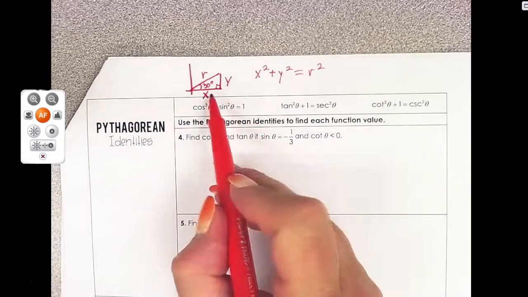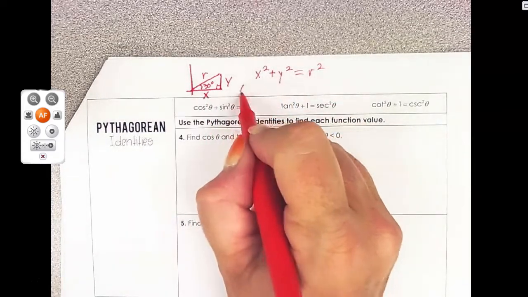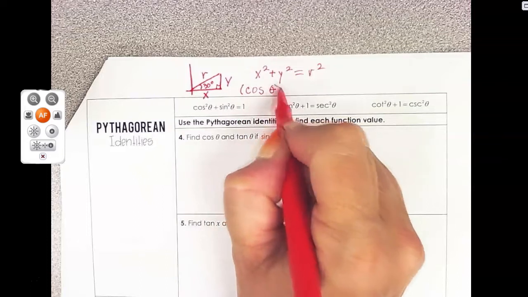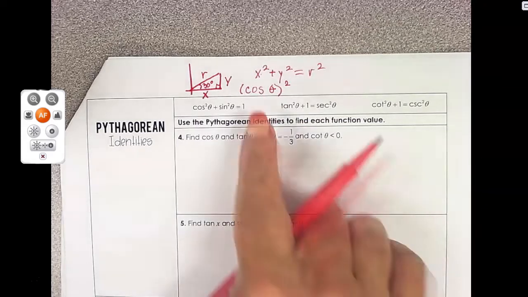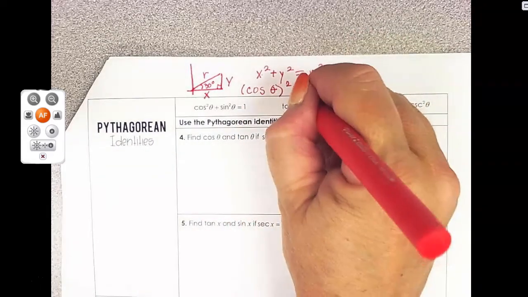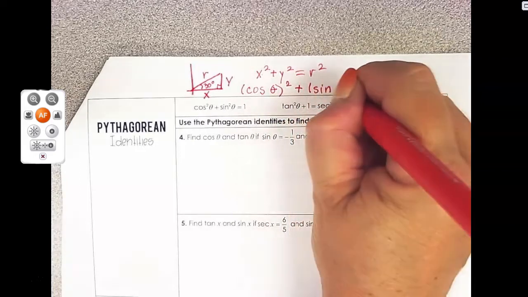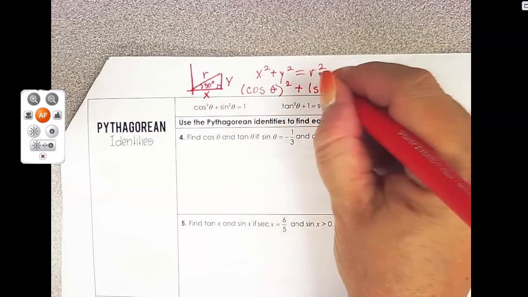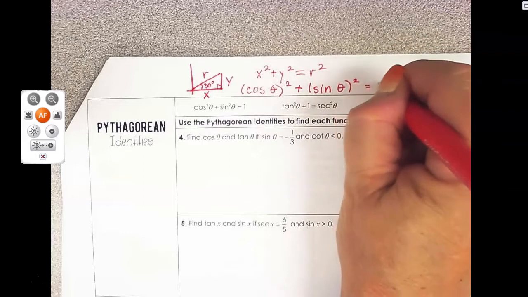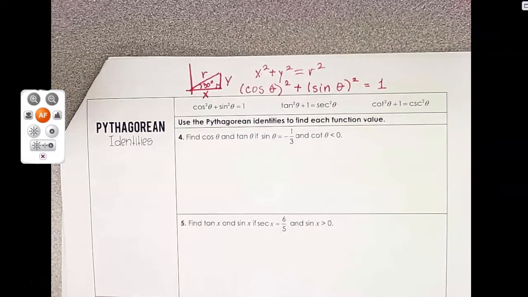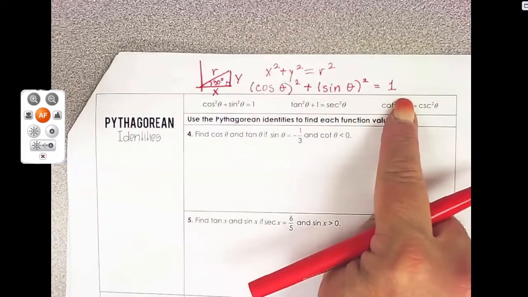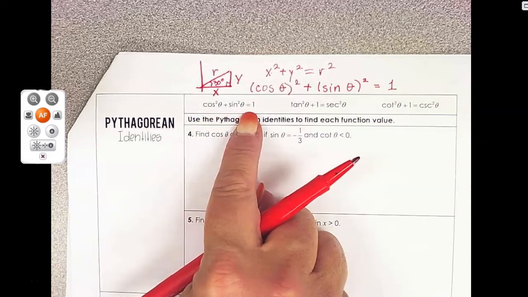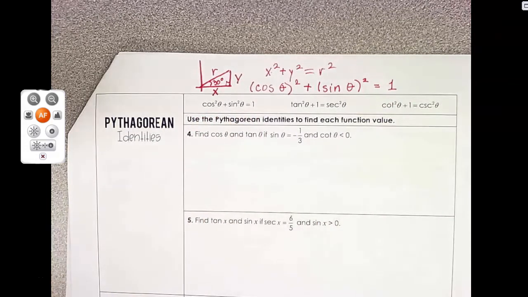But in the unit circle, we know that all of our x values are really the same as our cosine. So I'm going to substitute cosine there for my x value. And then we know that the y values are sine. And we know that our radius inside of the unit circle is always equal to 1. So I'm using the Pythagorean theorem, the unit circle, and my trig functions to arrive at my first trig identity.